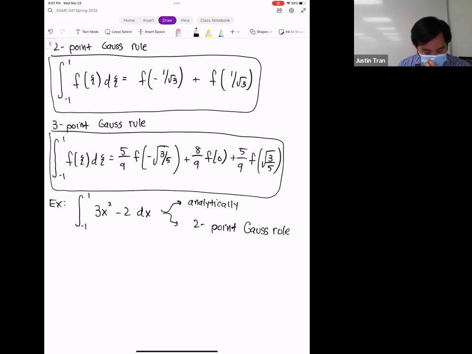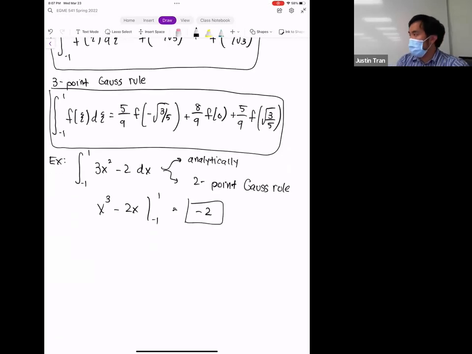Okay. All right, so let's evaluate this analytically first. And so we take the antiderivative here. We have an x cubed minus a 2x, okay? And we evaluate this from -1 to 1. And we plug in the integration bounds for this, and we get a minus 2. Okay. Right. So this is analytically. So this is how we've been evaluating integrals before. Okay. So now let's do the same thing with the 2-point Gauss rule.